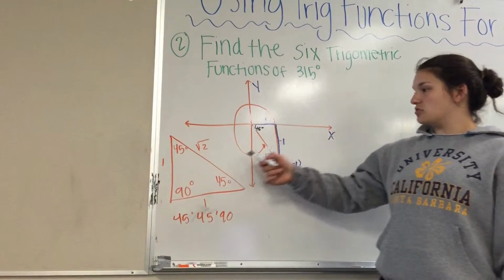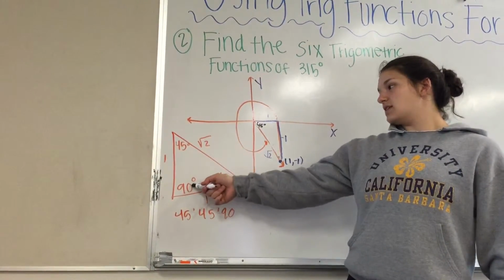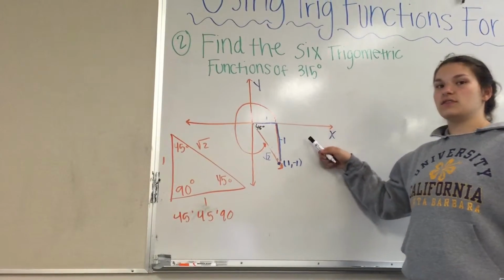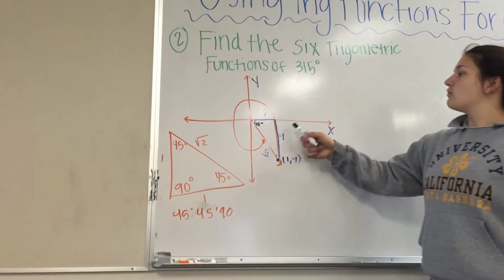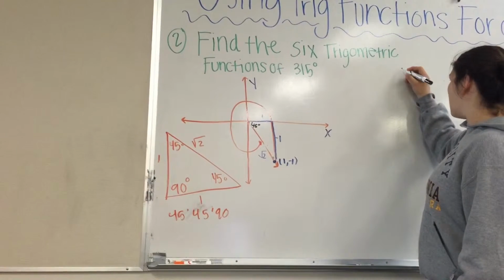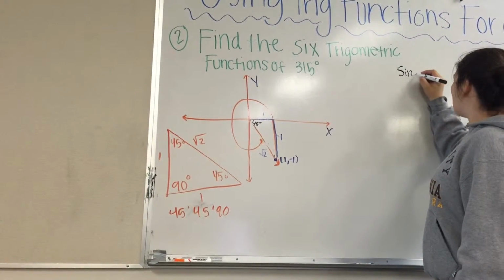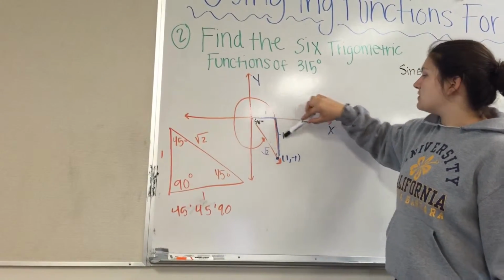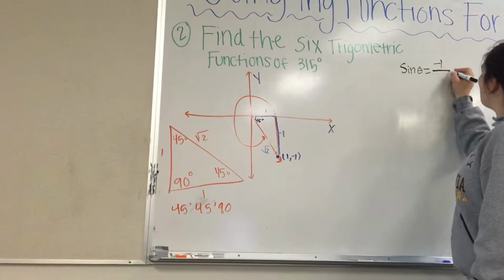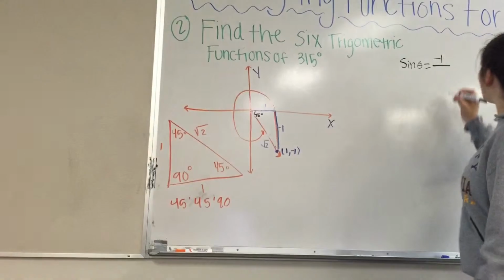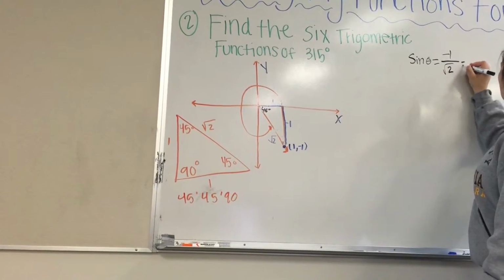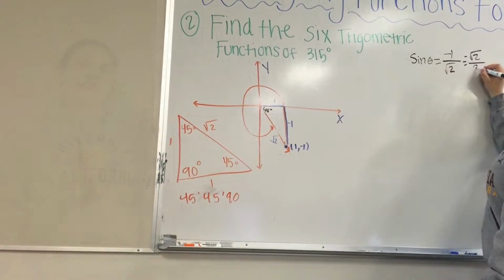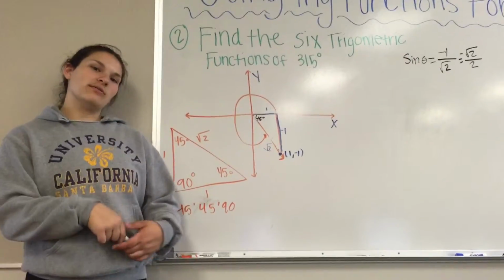So you can use the 45-45-90 triangle, which will allow you to find the rest of the 6 trig functions. From there, you know that sine is opposite over hypotenuse. So you take the opposite, which is negative 1, and the hypotenuse, which is the square root of 2, and to simplify, it's going to be negative square root of 2 over 2. Now that you know the basics, Camryn, why don't you come up here and give it a try?